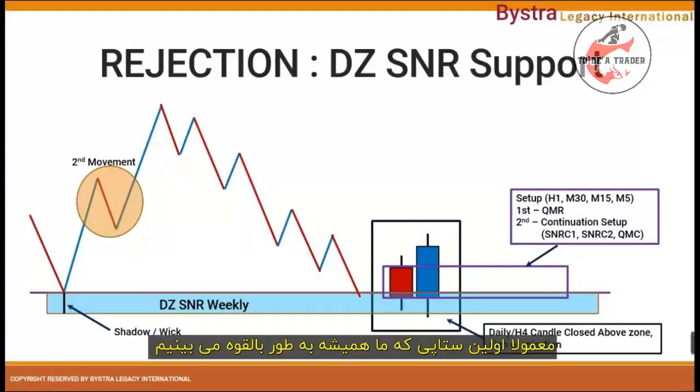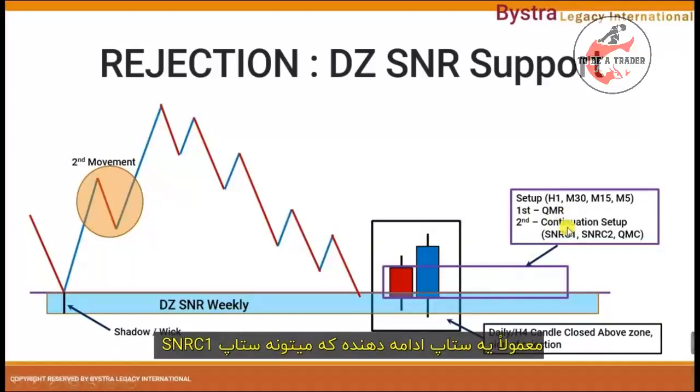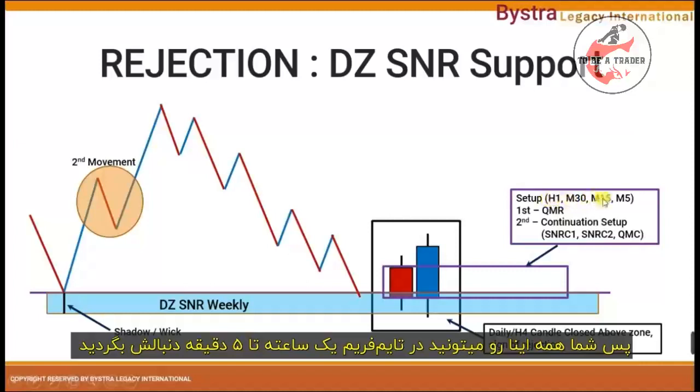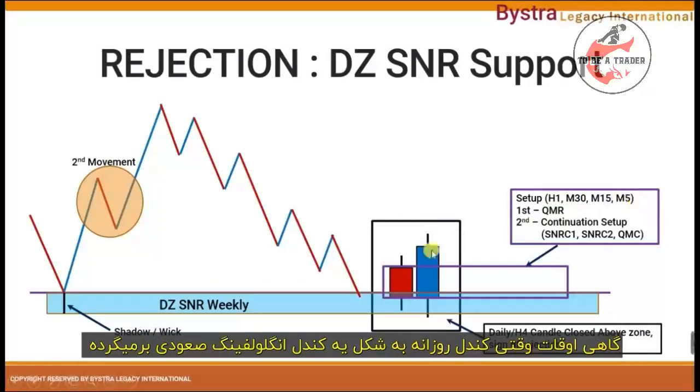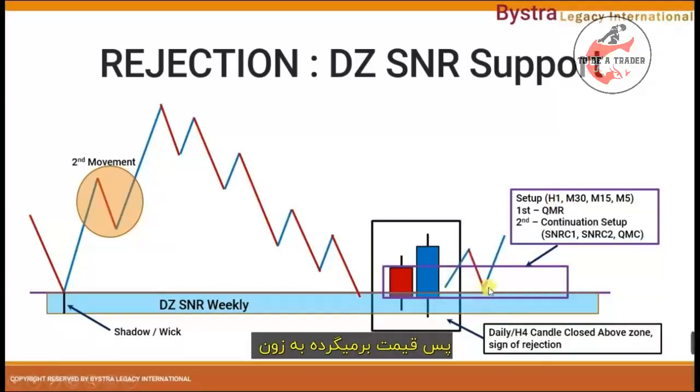The potential setup normally first is always the QMR, the Quasimodo reversal. After a QMR occurs, normally comes the continuation setup, which is the SNRC1, SNRC2, and the QMC. All of these you can look at from the H1 up to the M5. Sometimes when the daily candle rejects as a bullish engulfing, then the setup can also be at the H4 and below. Price comes back to this zone and continues to go upward as a new trend.